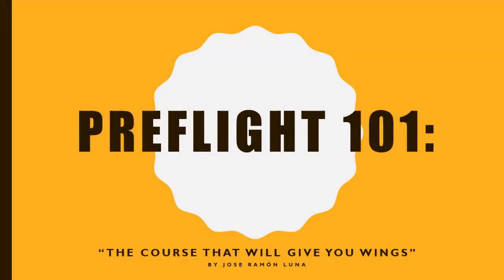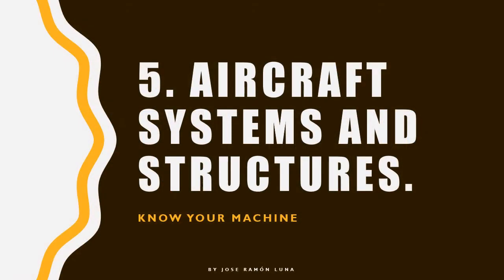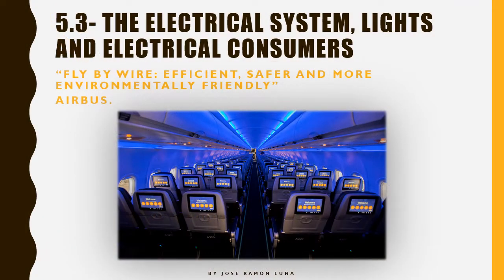101, the course that will give you wings. Section 5, Aircraft Systems and Structures. Lesson 5.3, the electrical system, lights and electrical consumers.